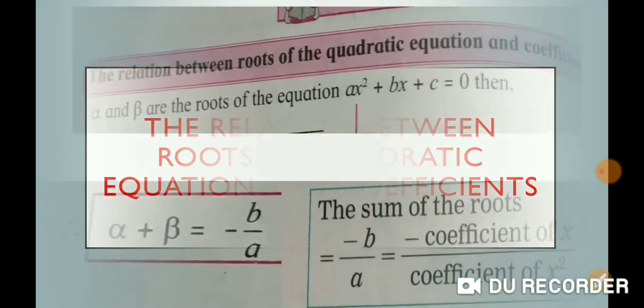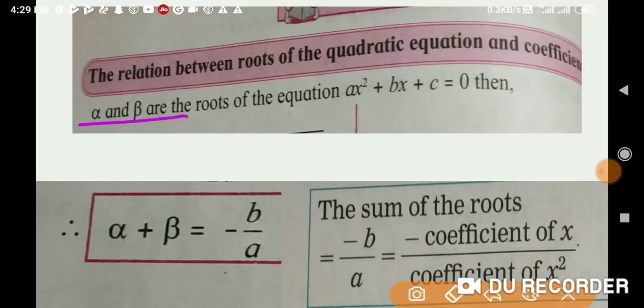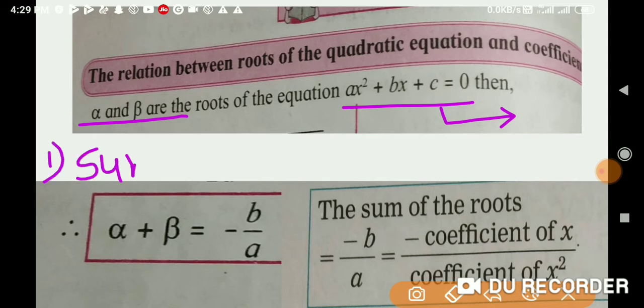Now see, we know that alpha and beta are the roots of the quadratic equation ax square plus bx plus c is equal to 0. It is its general form. Okay. Now see how to find out the sum of roots of a quadratic equation. That means alpha plus beta is equal to minus b upon a.